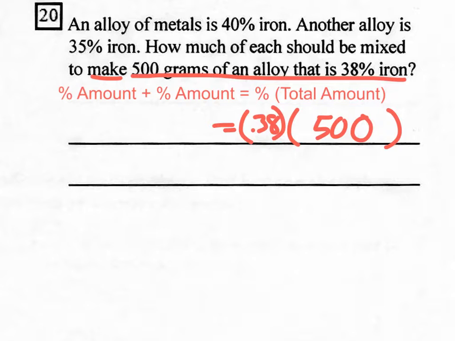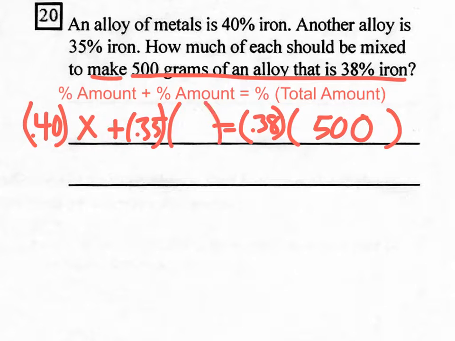Let's put the equal sign over here. Let's talk about our percents. It says an alloy of metals is 40%. Okay, well, I don't know how much of that 40%, but I do know at least the percent, 0.40. And I don't know how much, so I'm going to put an X because I don't know how much. It says another alloy is 35% iron. So I know I'm going to add it to the 0.35.